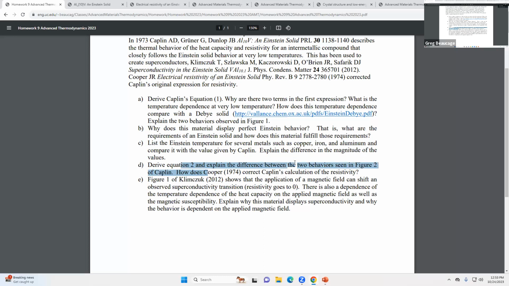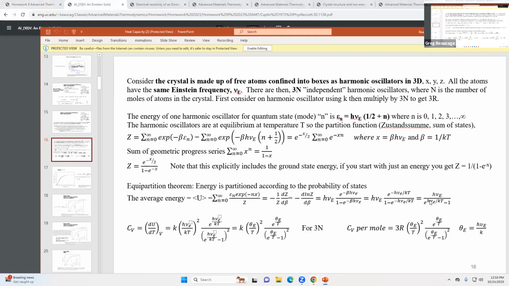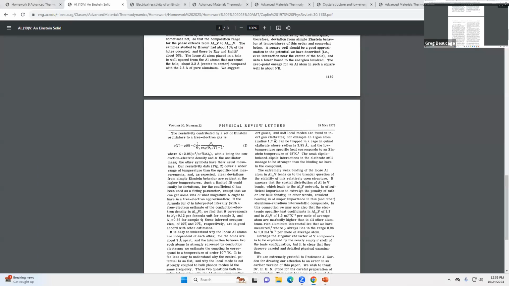Then derive equation 2. So this is absolutely a nightmare, right? Equation 2 is like this thing. It's a resistance, and it's related to this thing, which is a trip down memory lane, because we just had that for the average energy. Average energy is that same thing, right? Let's see where I was here. So that's basically the average energy, missing the h nu, and then there are some constants here in capital N.